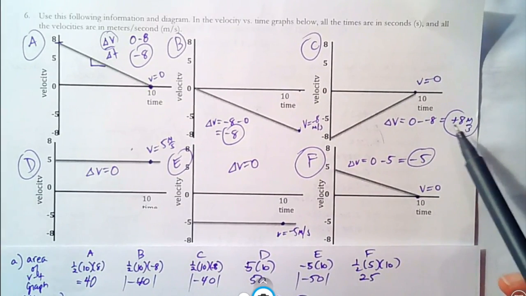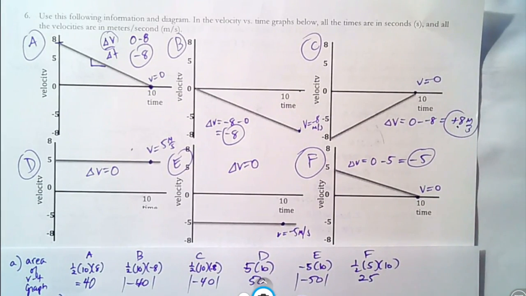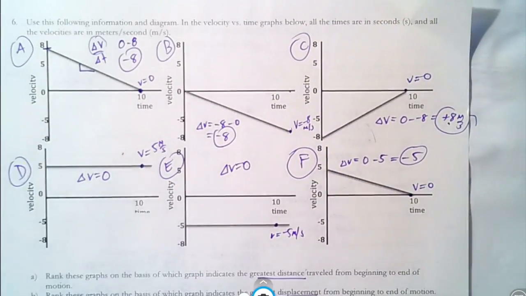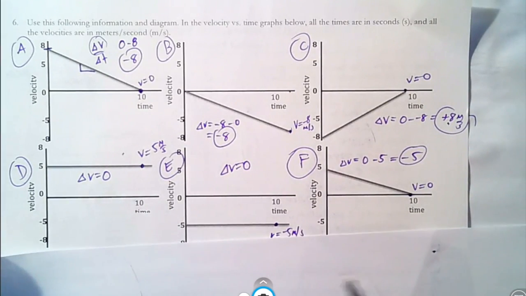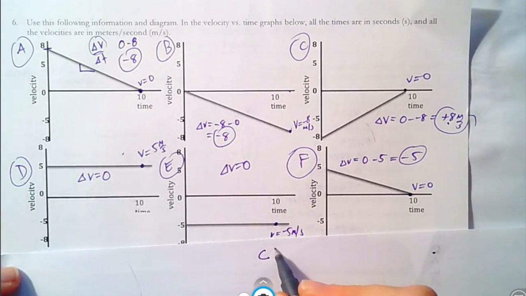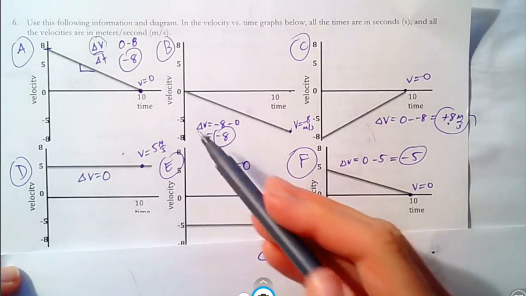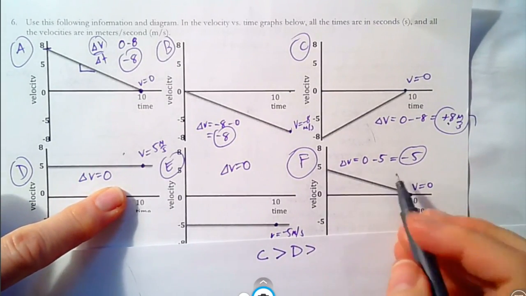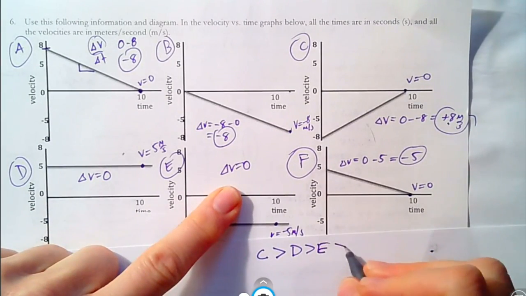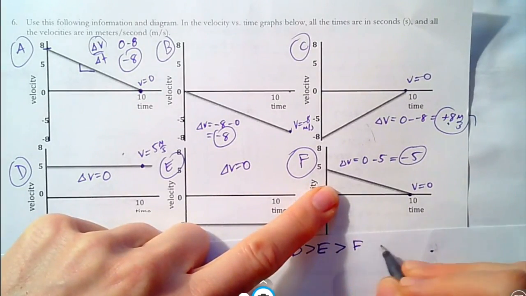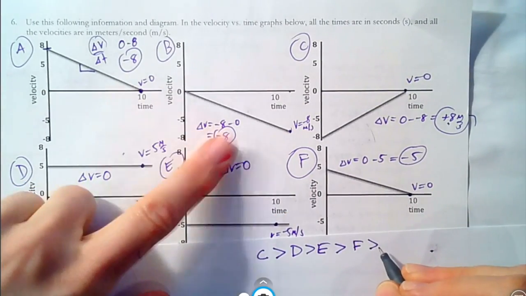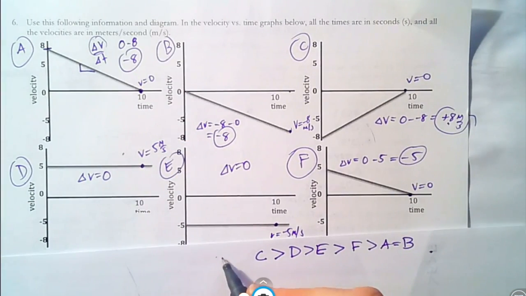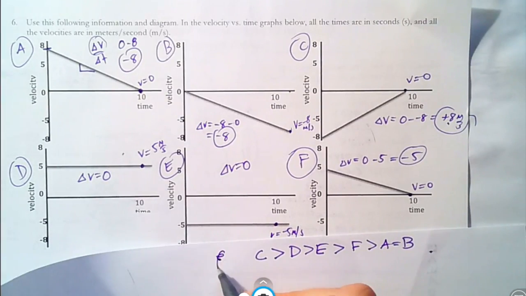So this +8 is the biggest one. So let me write it. I'm having a little trouble with space here. So with ranking, I'm going to say +8, which is C, is greater than +5, which is D, which is greater than 0, which is greater than -5, and then these two are both -8. So that would be my ranking for acceleration. So that was part F.